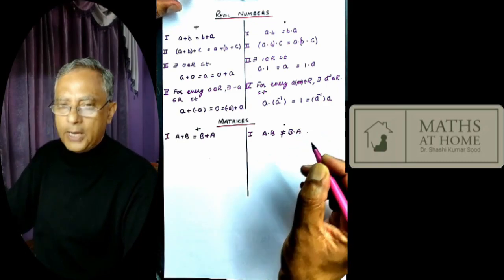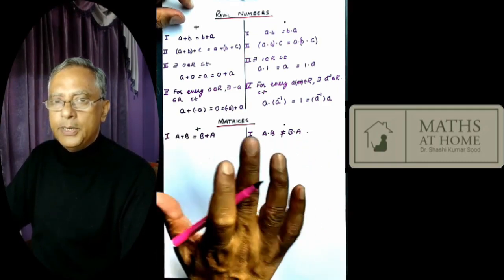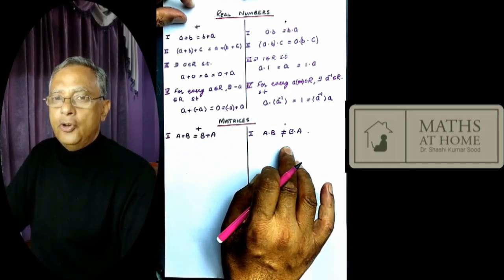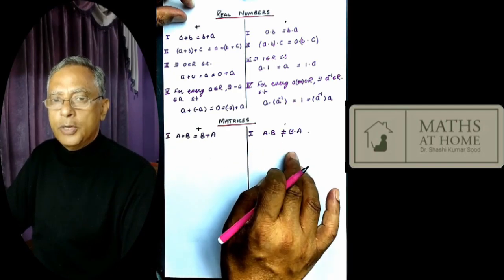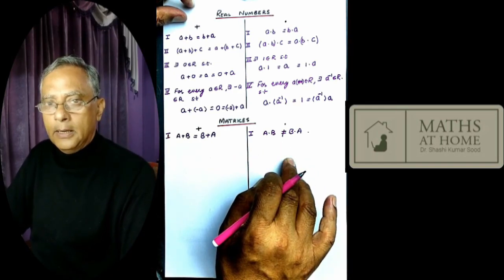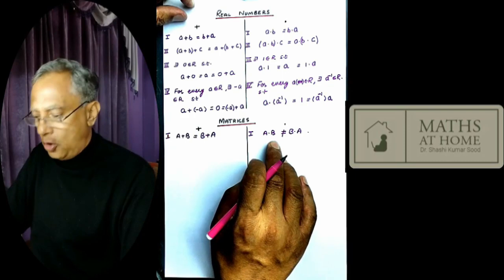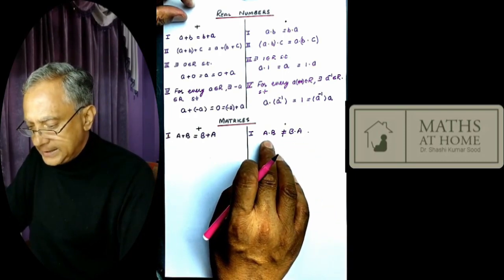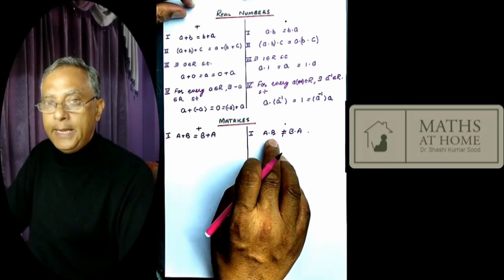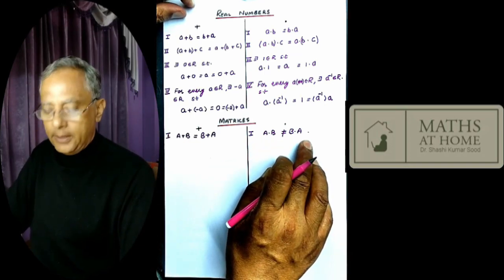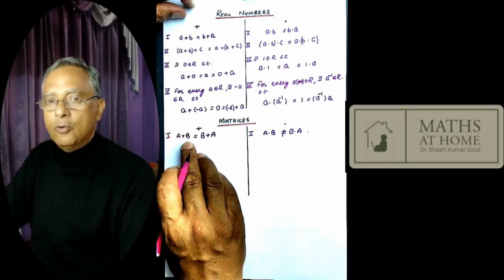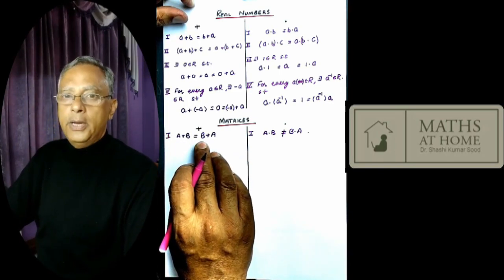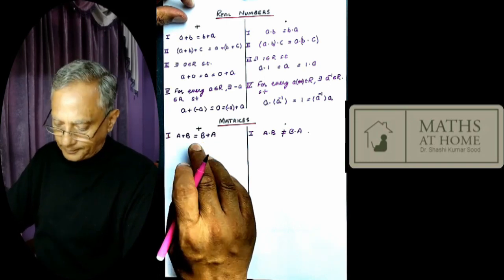This is the first situation which we study in which commutativity is not true. That is 1 into 2 is not 2 into 1. A into B is not equal to B into A. In matrices, A into B is not equal to B into A. Now A plus B is equal to B plus A. So commutativity is not true in matrices for multiplication.